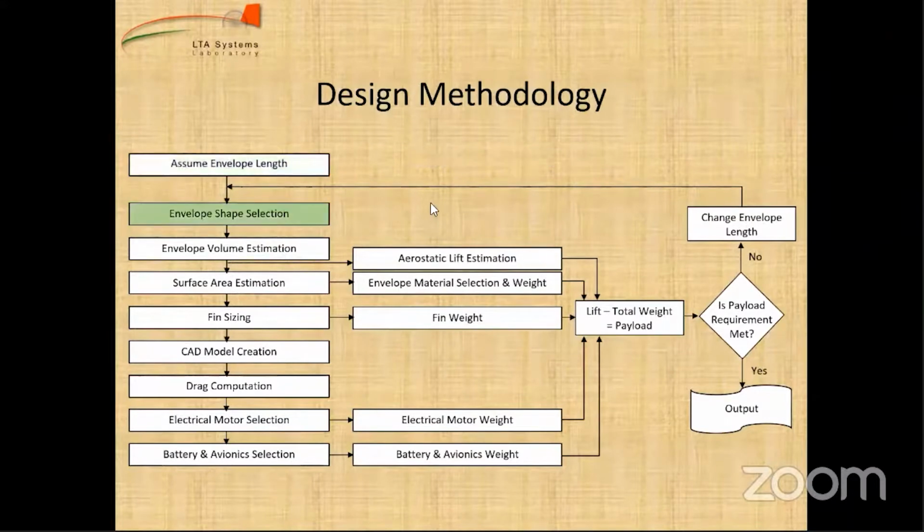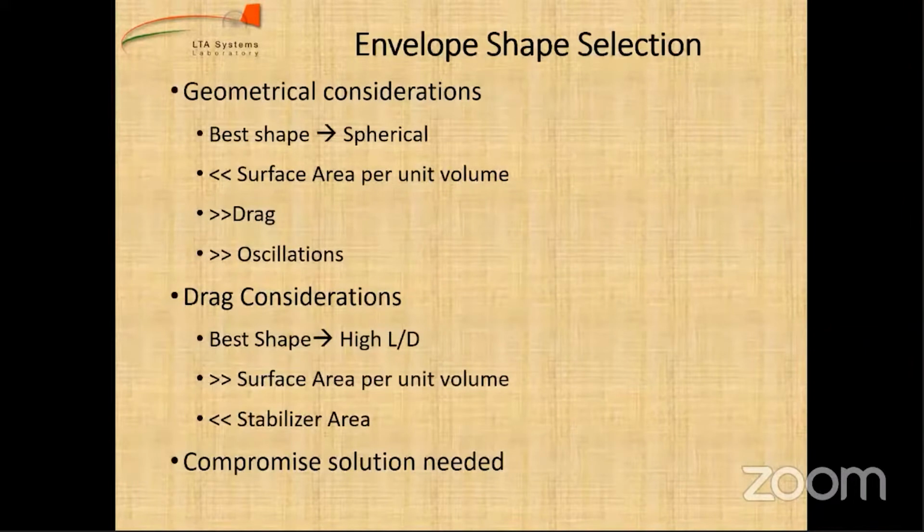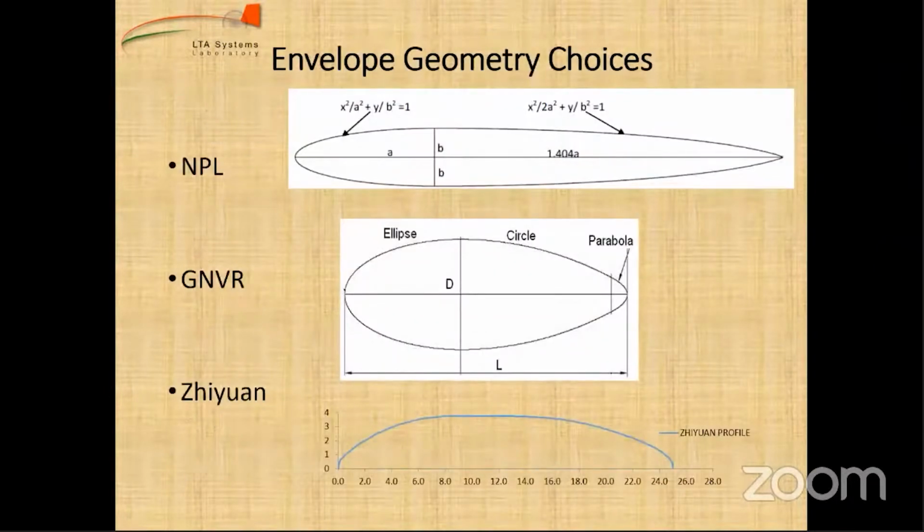Envelope shape selection. Now this is a very important thing. These are some of the considerations that we need to handle while choosing the envelope. The best shape, of course, gives a high lift to drag ratio. And these are the things that you minimize or maximize. And these are the shapes that I think were also covered yesterday. NPL, GNVR. GNVR was named after GNV Rao, a scientist at ISC, and NPL is National Physical Laboratory. And Shivan is a new concept that has recently been published in available literature.